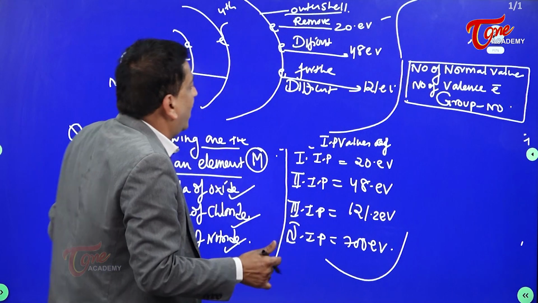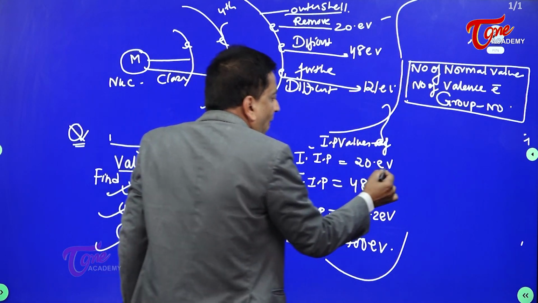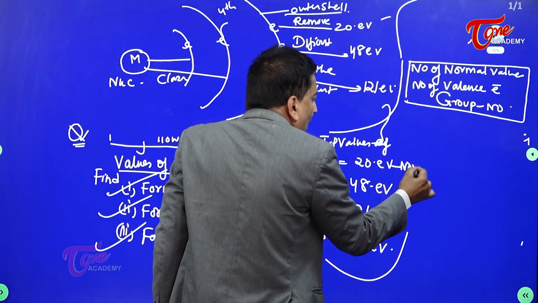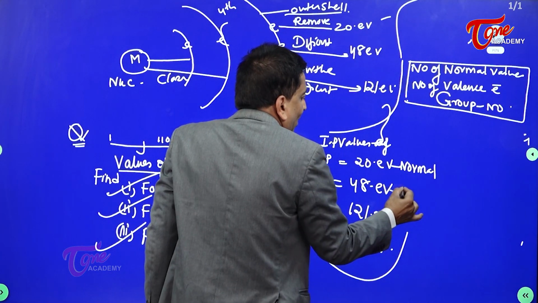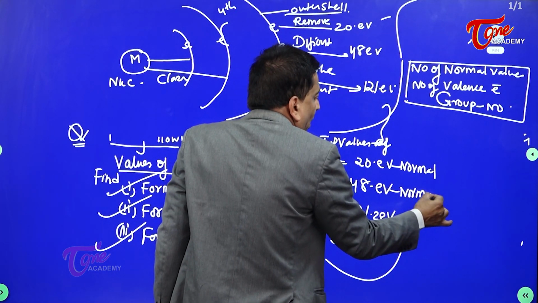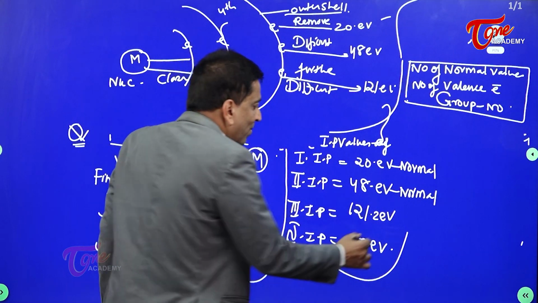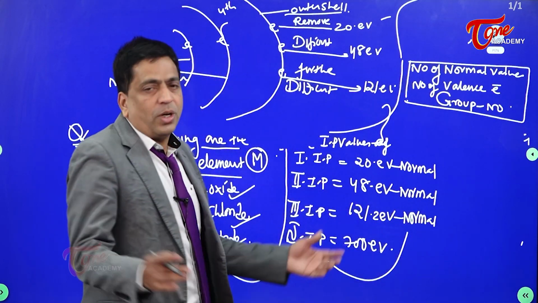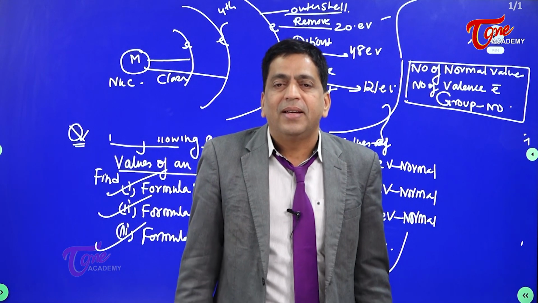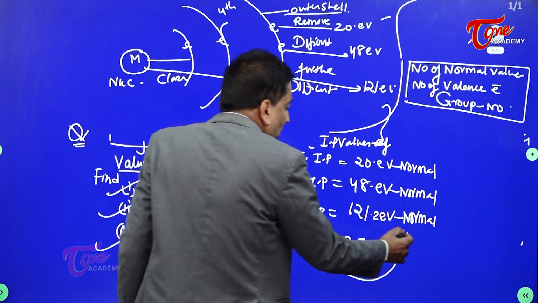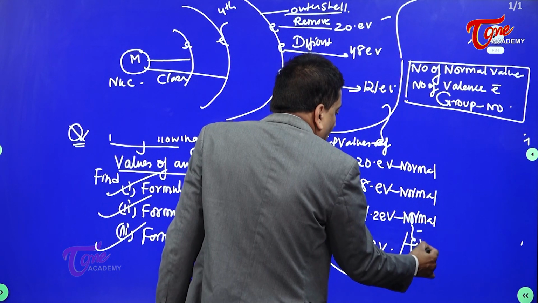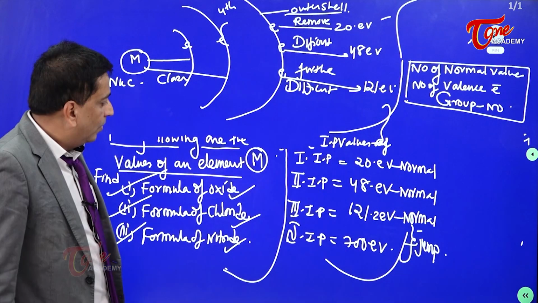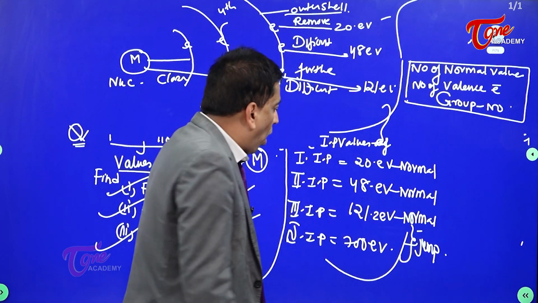So, look into this. Let's apply this here. This seems to be normal. This also seems to be normal. This also seems to be normal. I am not surprised with those values. But between the third and the fourth, there seemed to be a jump. That's abnormal.